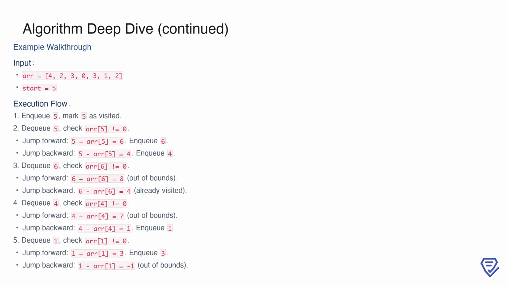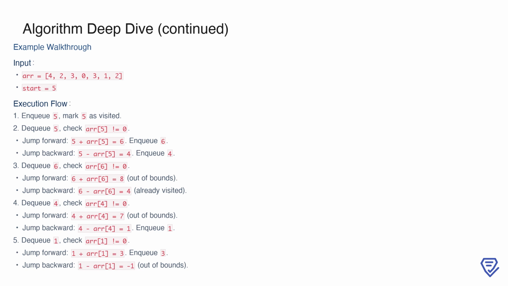Let's walk through an example to solidify our understanding. Consider the input array ARR equals [4, 2, 3, 0, 3, 1, 2], and the starting index start equals 5. We begin by enqueuing the index 5 and marking it as visited. Dequeuing 5, we check if ARR[5] equals 0. Since it doesn't, we calculate the possible jumps. Jumping forward gives 5 plus ARR[5] equals 6, so we enqueue 6 and mark it as visited. Jumping backward gives 5 minus ARR[5] equals 4, so we enqueue 4 and mark it as visited.